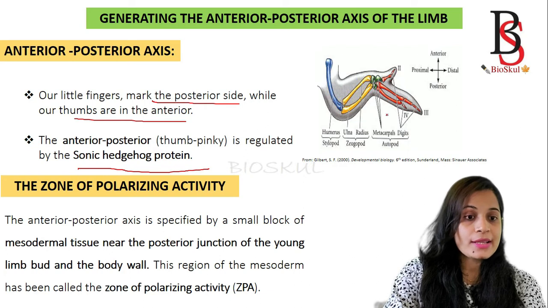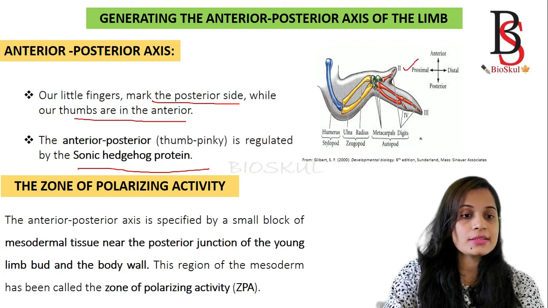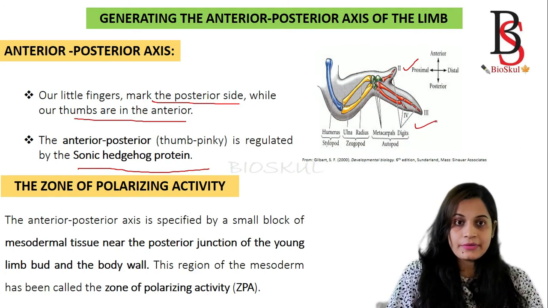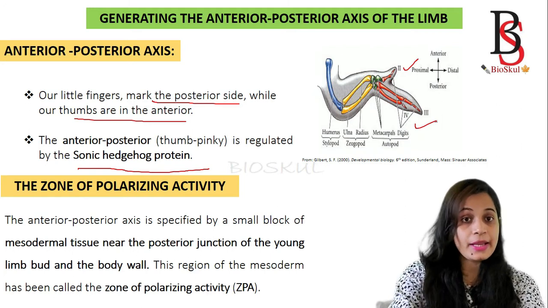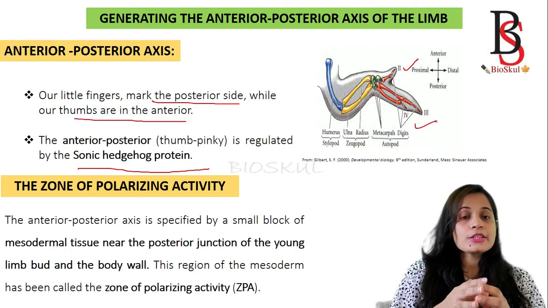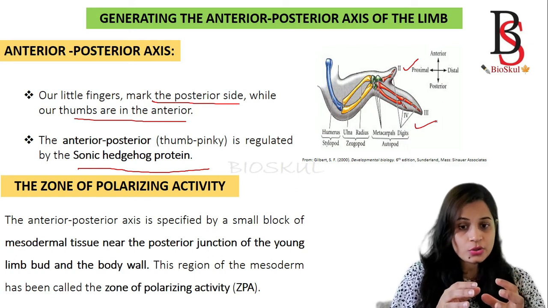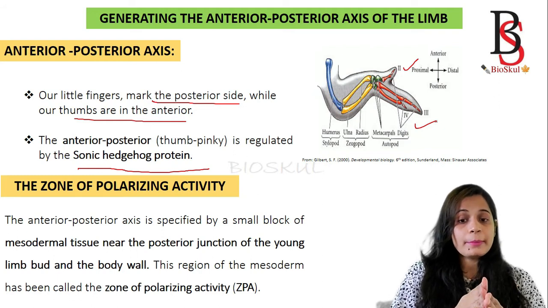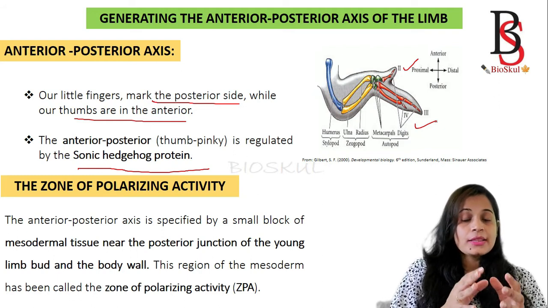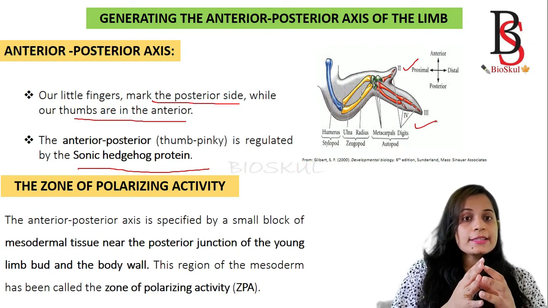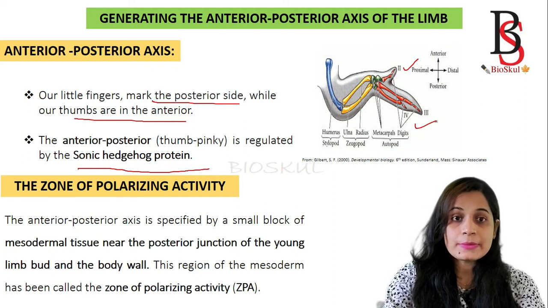Here in the diagram you can see this one is the anterior axis and this is the posterior axis. Now comes the zone of polarizing activity, also known as the ZPA. The anterior posterior axis is specified by a small block of mesodermal tissue which is present near the posterior junction of the young limb bud and body wall. This region of mesoderm is known as the zone of polarizing activity. It is present in the posterior region.